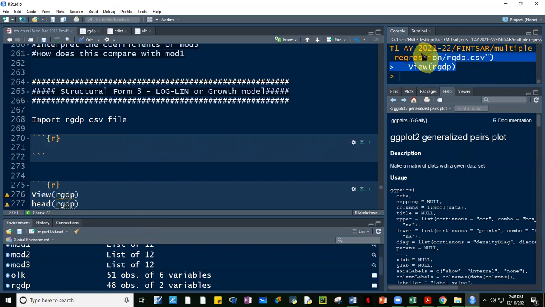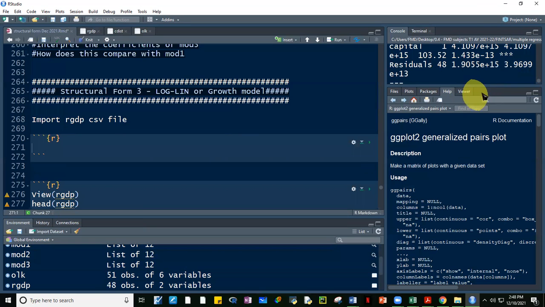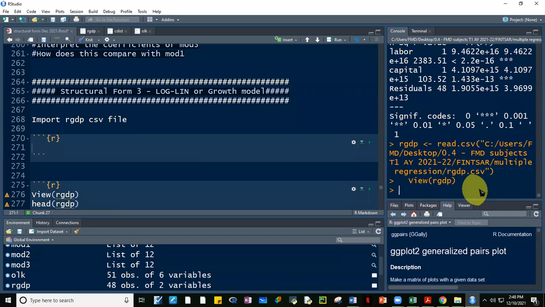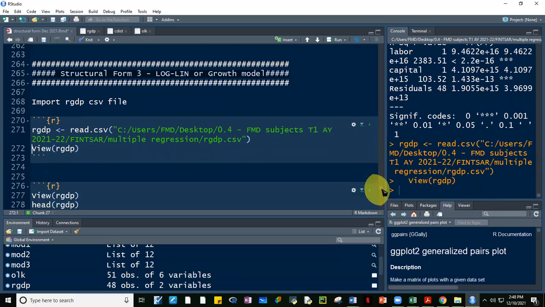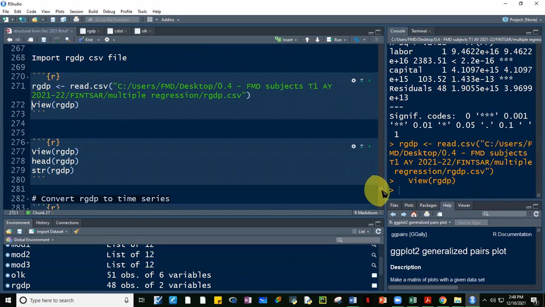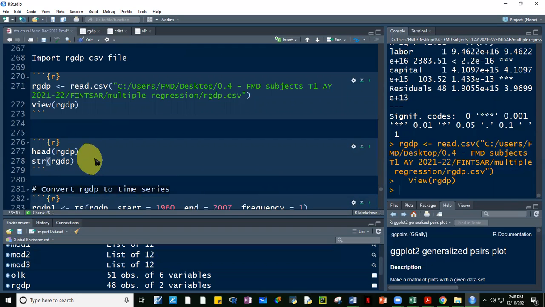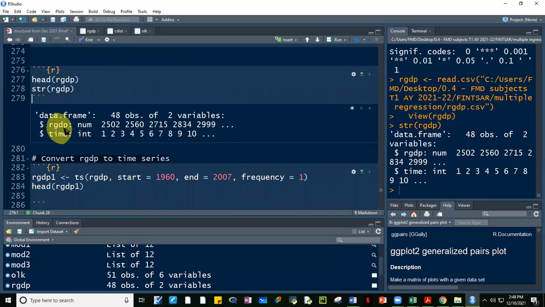Okay, let me put this here. When you run the import, guys, you can copy it here with Control C, Control V, so that next time it's easy for me to just run it. Okay, we've viewed it, so I'll remove the view here. Our structure is, we have RGDP numeric and time is integer: 1, 2, 3, 4, 5, 6, 7, 8, 9, 10, etc.